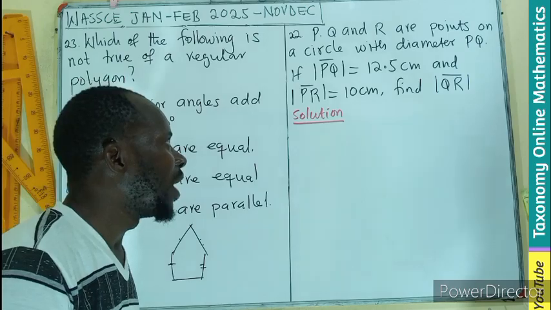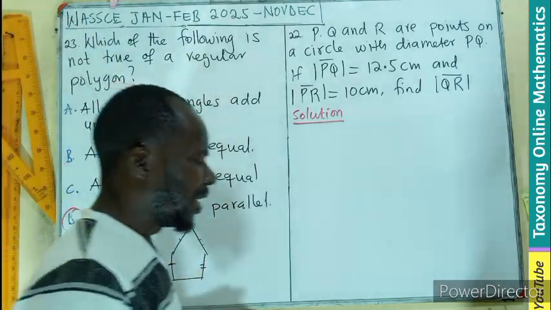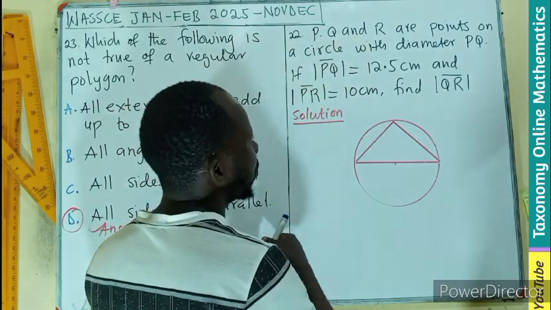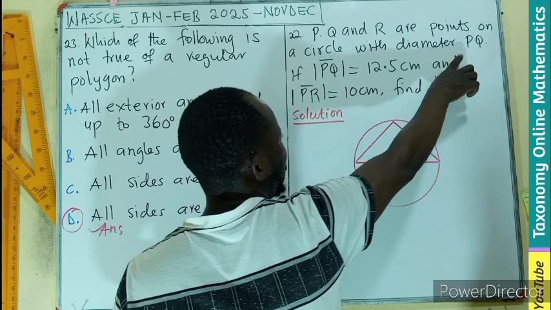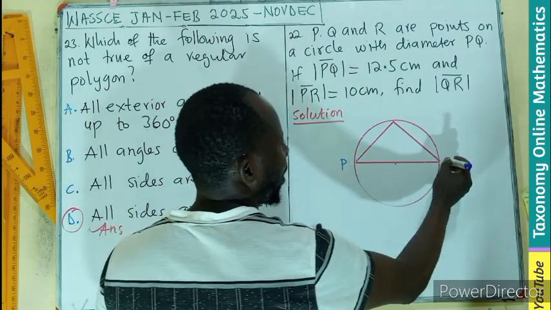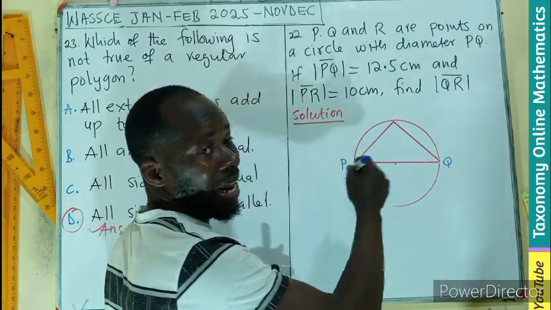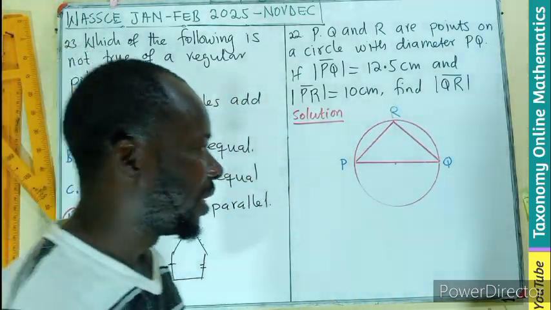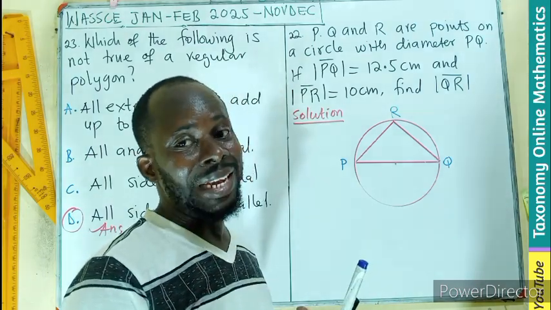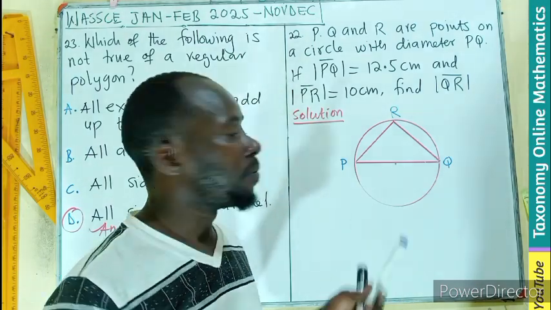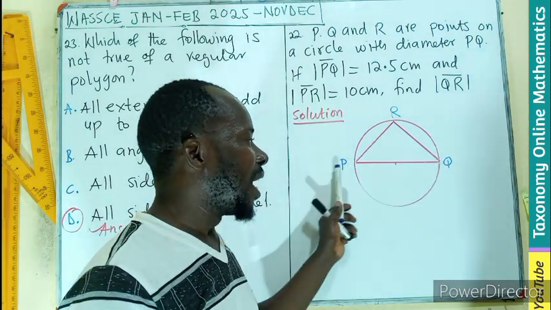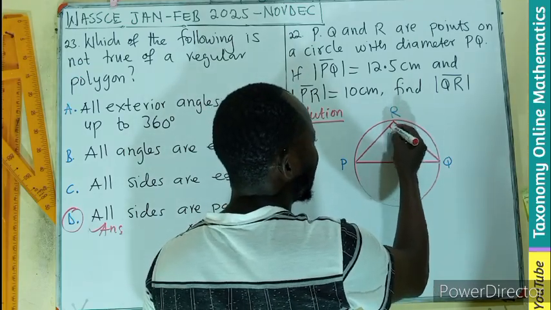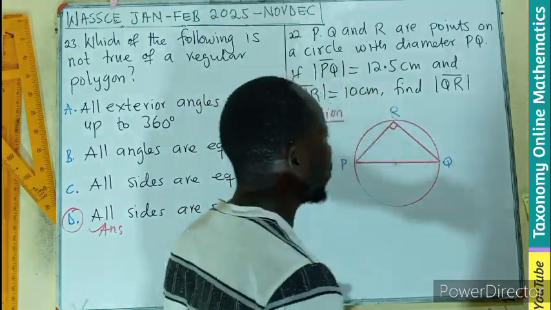Then question 22: P, Q, and R are points on the circle. Let's make a sketch of that circle. If the circle looks like this, we are saying that P, Q, R are on the circle with diameter being PQ, meaning PQ is the line that passes through the center. That's the diameter. So R will be here. Putting them here simply means that we want to ascertain that the triangle is a right angle triangle, because when a diameter forms an angle at the circumference, that angle is going to be 90 degrees. So that makes it a right angle triangle.